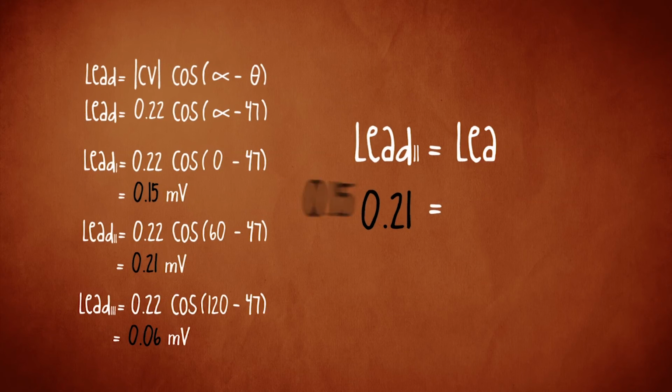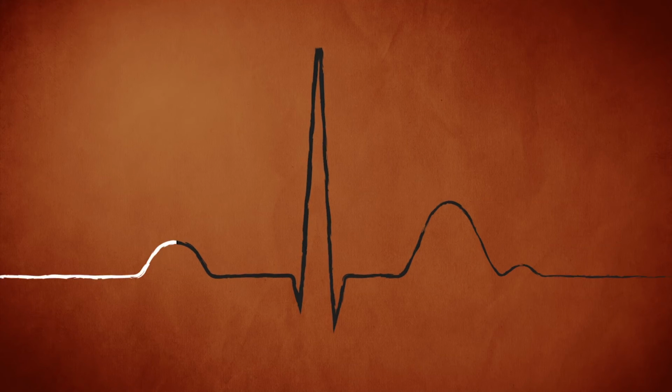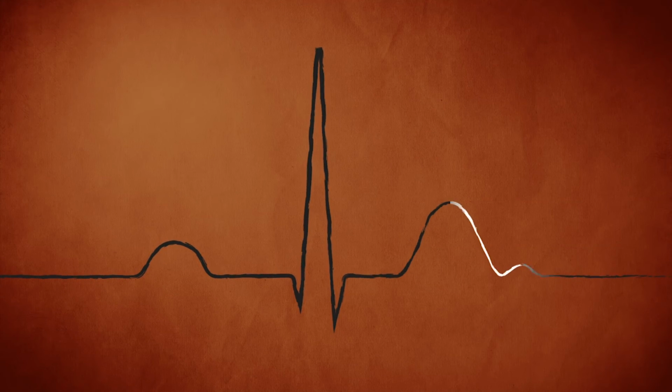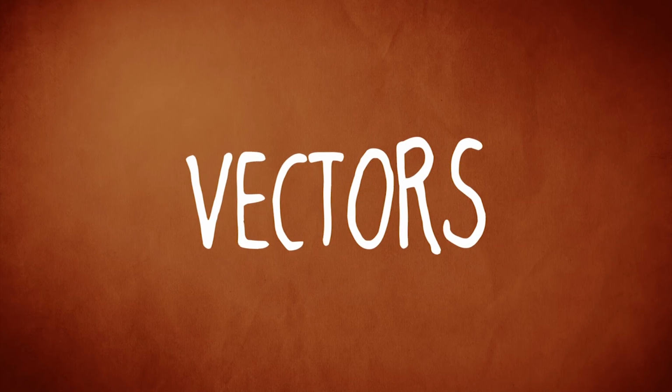As lead 2 equals lead 1 plus lead 3, we use this to double check our maths. To create a typical ECG recording, pertinent points from one of the leads are plotted on a graph. This is just one application of vectors in engineering.